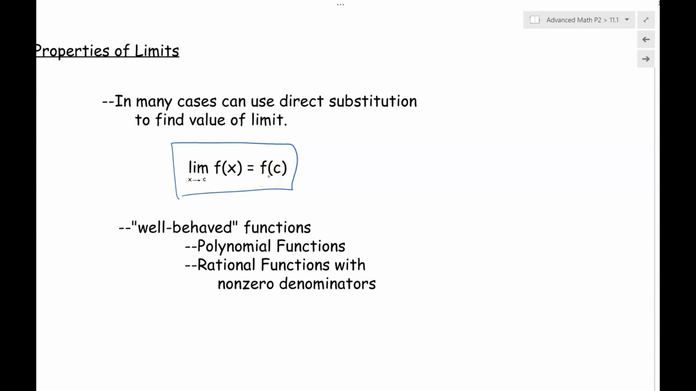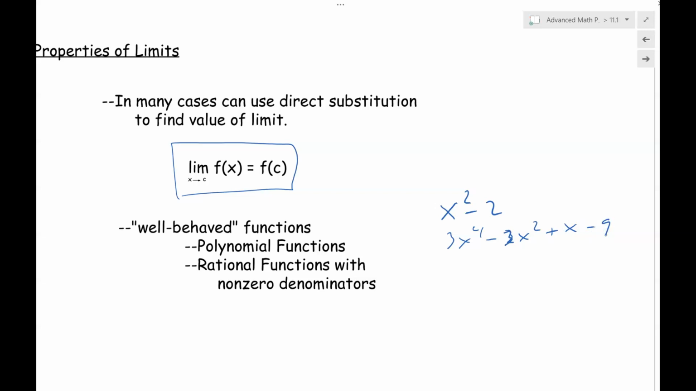When can we do that? Well, I love this term. This comes from our book. I've never seen it before, but I love it. Well-behaved functions. It's like, good boy, good function. You're a good boy. Okay, you're well-behaved. Well, what kind of functions are well-behaved? Well, polynomial functions, any polynomial. Like x squared minus 2 and 3x to the 4th minus 3x squared plus x minus 9.